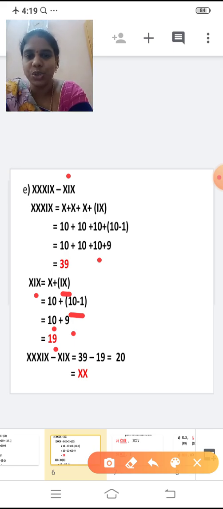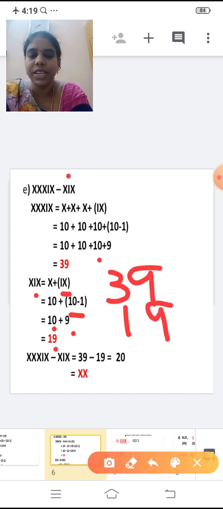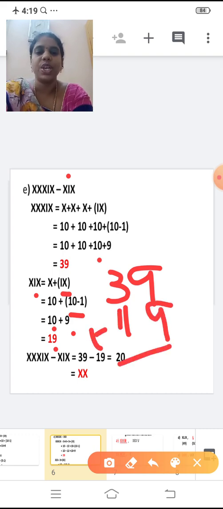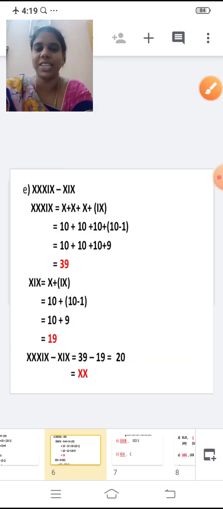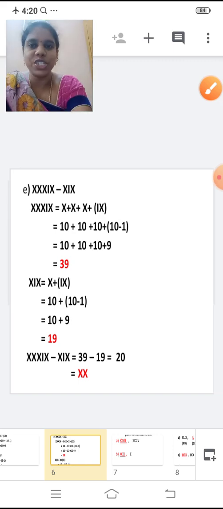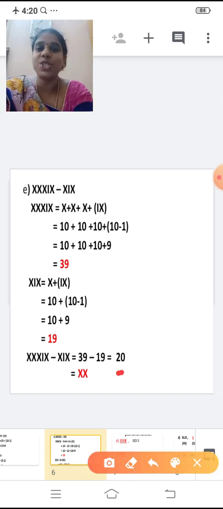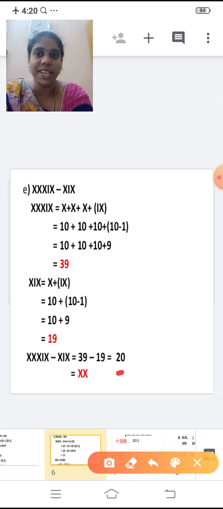Now subtract these two. 39 minus 19. Subtract this. So what answer you will get? 9 minus 9, 0. 3 minus 1, 2. So the answer is 20. Now this you are going to change into Roman numeral. What is the Roman numeral for 20? X plus X, 10 plus 10, 20. So the answer is XX.